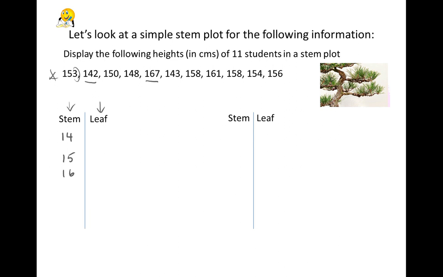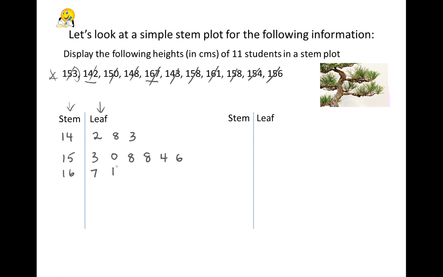Now, those 140 values, I'm just going to list them as I see them. So I've got one value for 142 centimetres. I've got 148 centimetres. I've got 143 centimetres. And I think that's it for the 140s. For the 150s, I've got 153, 150, and I've got 158, another 158, 154, and 156. Now I have a look at my 160s values, which is 167 and 161.